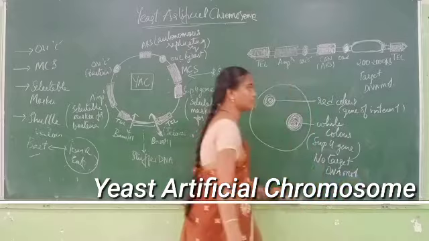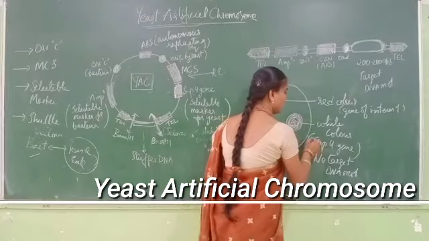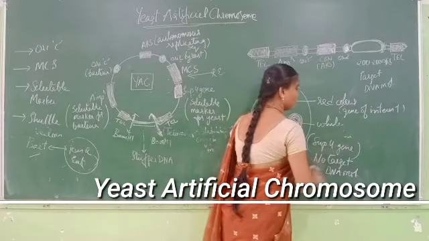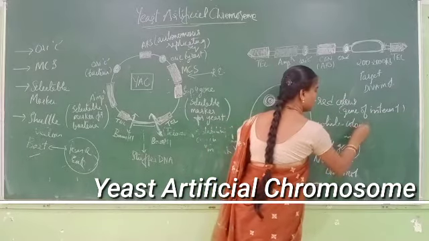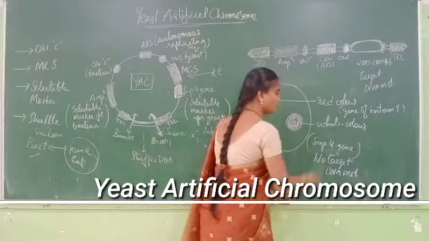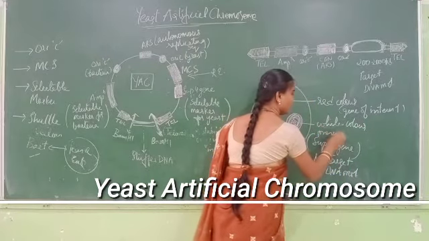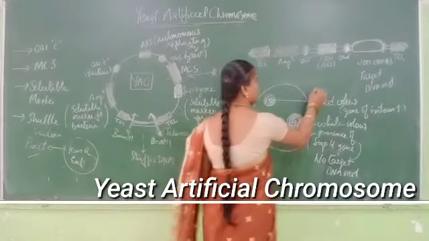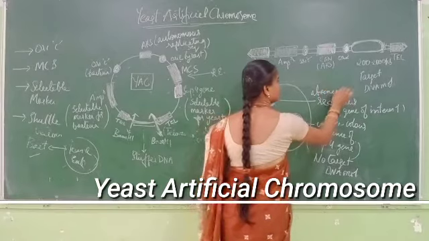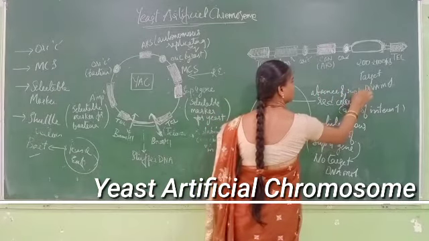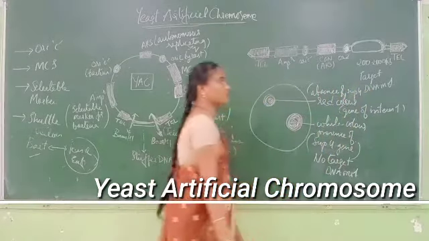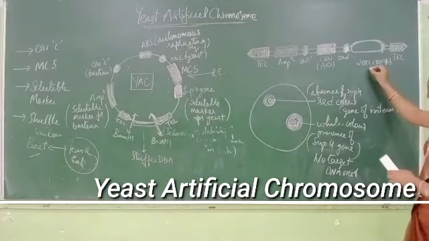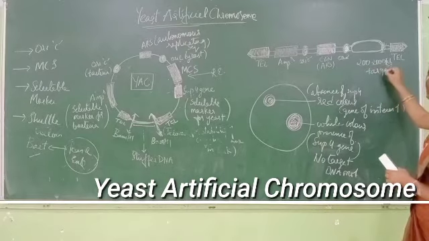No gene of interest. So here, presence of SUP4 gene. White color colonies indicates presence of SUP4 gene. Red color colonies indicates absence of SUP4 gene. Okay, so this is the working of your selection of your target DNA molecule in yeast.